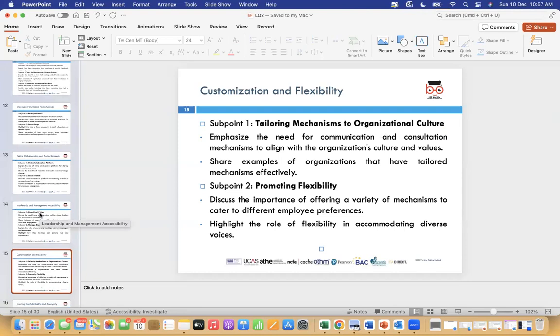Then going on to tailoring mechanisms for organization culture. We've spoken about this. Every organization functions differently. They're going to change the mechanism according to the values and culture of that specific organization.